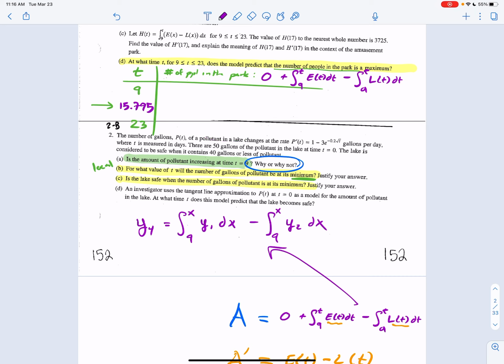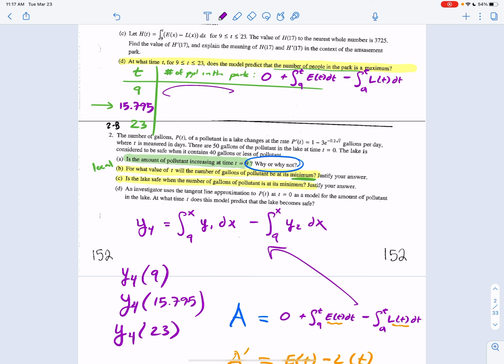So what I'm going to do here is I'm going to write alpha trace y4 parentheses 9. Do it again for y sub 4 of 15.795. And then I'll calculate one more time with 23. Okay? So, you know what? Let me do this just to model it. Actually, I don't have it saved here and I don't want to delay the video. But basically, you're looking for the largest number, and it turns out that it's actually right here in the middle. It's not always in the middle, okay?